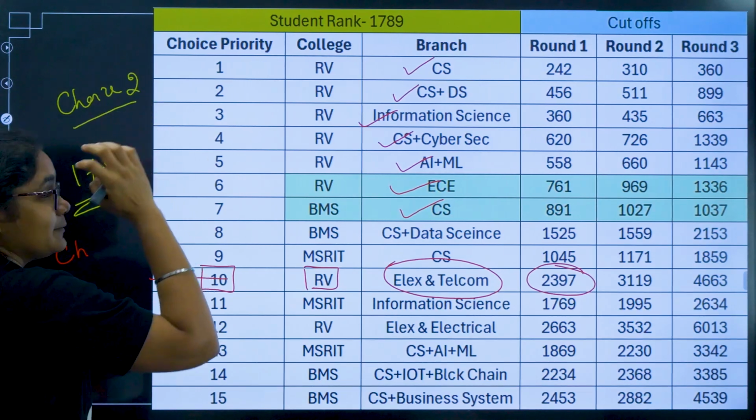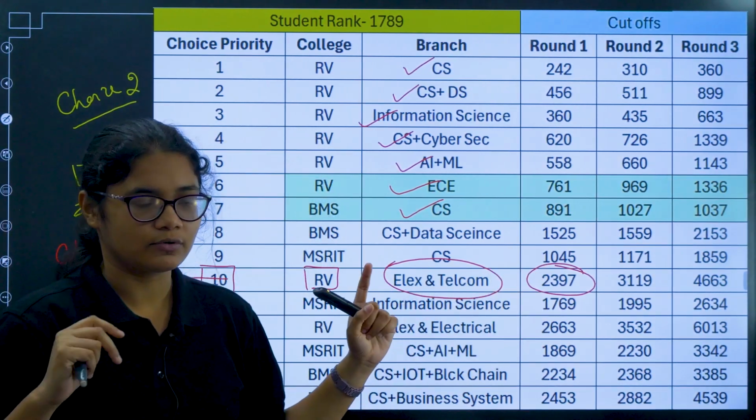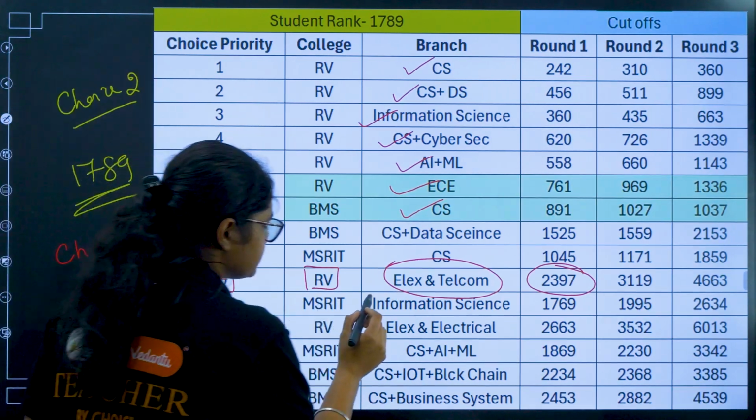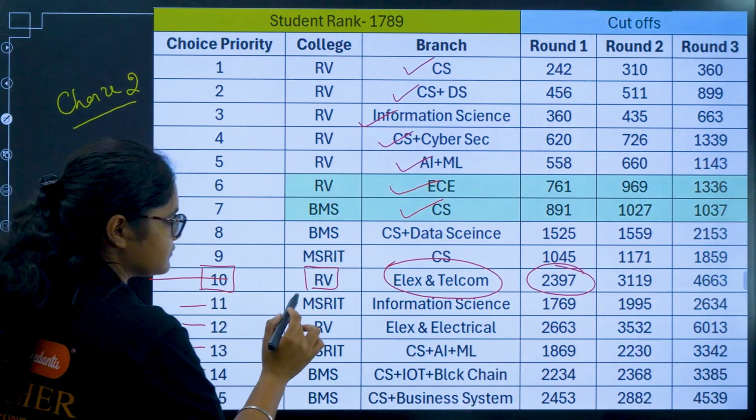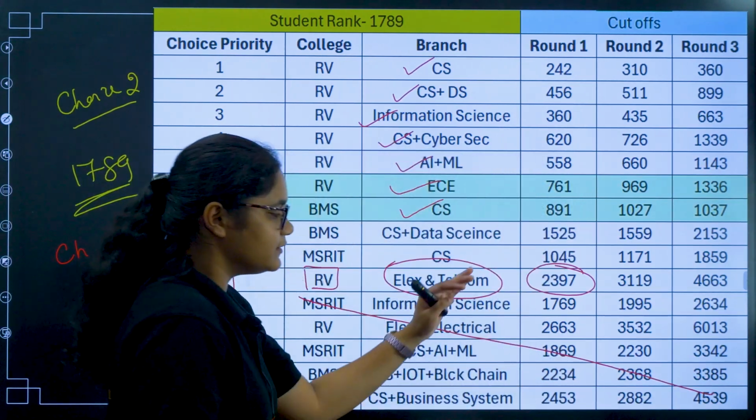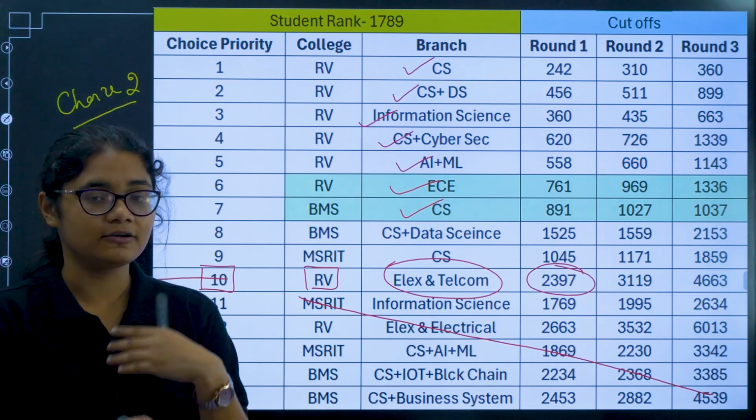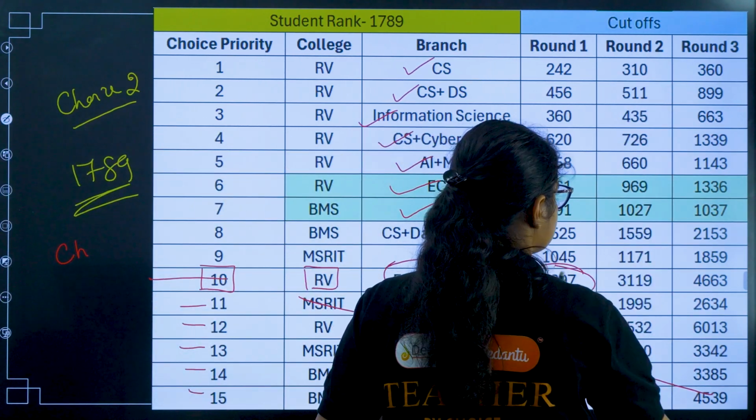Choice 2 is accept and upgrade. So you have accepted this seat but you are waiting for the next round. If you have selected that one, then what will happen? The courses which are below this 10, this 11, 12, 13, 14 and 15 preferences will be cancelled. These 5 colleges and preferences will not be considered for round 2. Next round they will go for this correction.